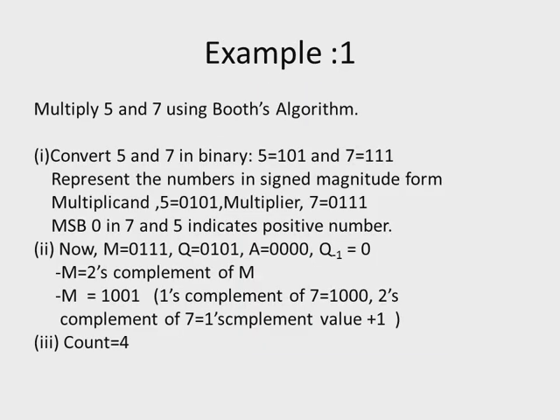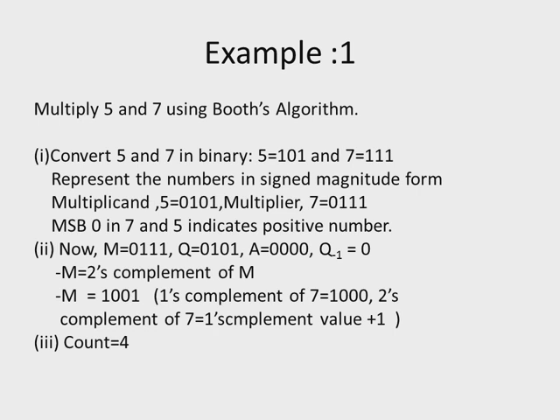Example shows how Booth's algorithm is implemented for multiplication between two positive numbers. Let 5 and 7 be the numbers. 5 is multiplicand and 7 is multiplier. Both the numbers are positive numbers. Represent these numbers in signed magnitude representation.